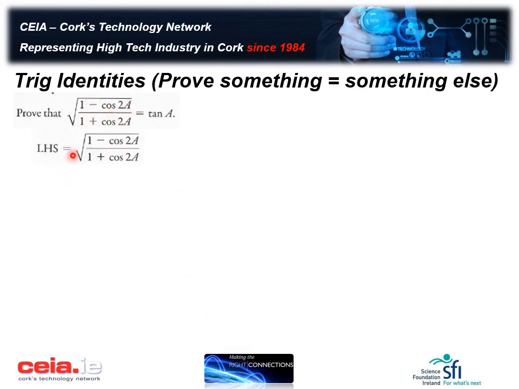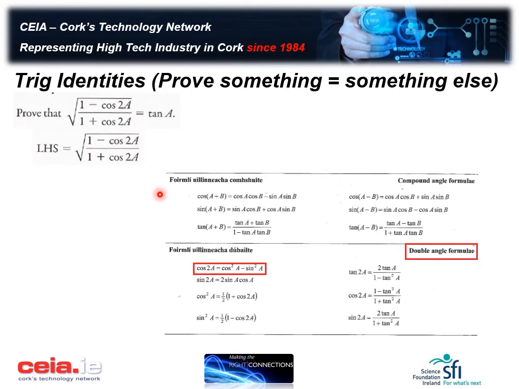So the left-hand side is equal to the square root of (1 minus cosine 2a) all over (1 plus cosine 2a). I'm noticing that we have this double angle thing here, cosine 2a. So I'm going to take a chance that the approach we should take is to use one of the double angle formulas from our table. We're dealing with cosine, so the formula I'm going to use is cosine 2a is equal to cosine squared a minus sine squared a.